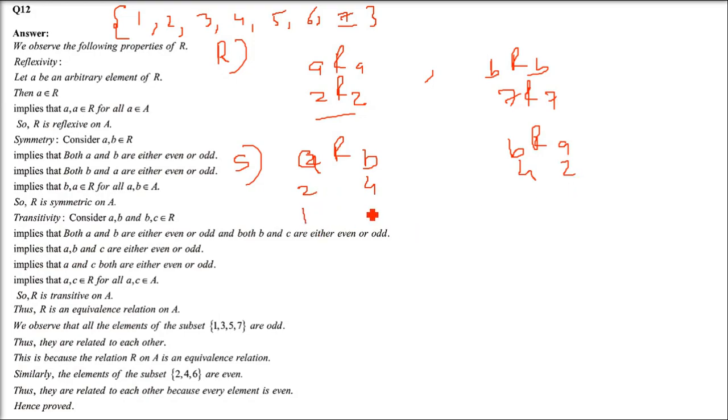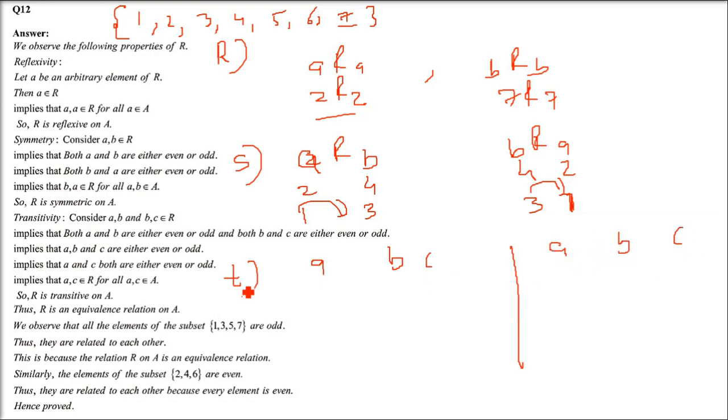So if 2 is even, 4 is even, and 4 comma 2 is also even. If we talk about odd, 1 is related to 3, 3 will also be related to 1. Both are odd, so it is following the condition as well. Transitive, we have to take 3 in both the cases, even and odd.